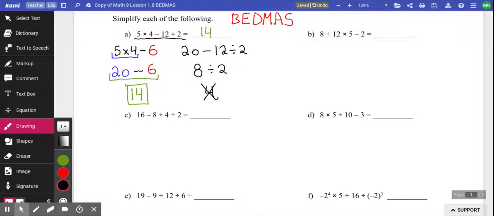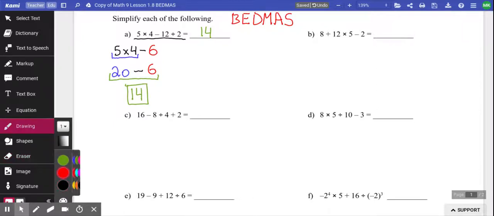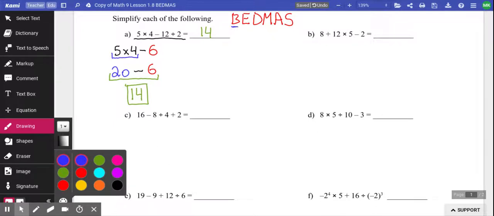So if you look at the second question, B, it says 8 plus 12 times 5 minus 2. If I need to calculate what that equals, I do BEDMAS. I do brackets for B. There are no brackets. I do exponents for E. There are no exponents. I do division for D. There is no division. I do multiplication for M. I do have multiplication. I have 12 times 5 right in the middle of that question.